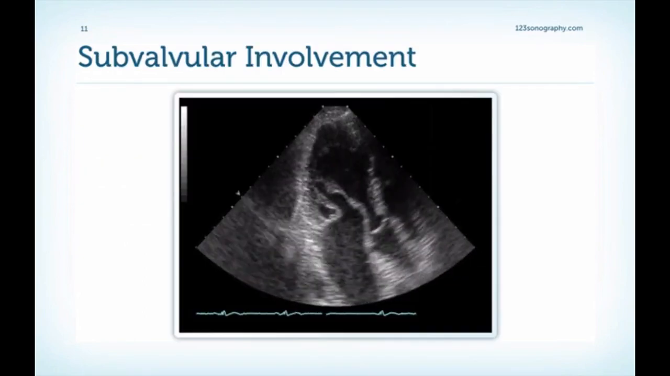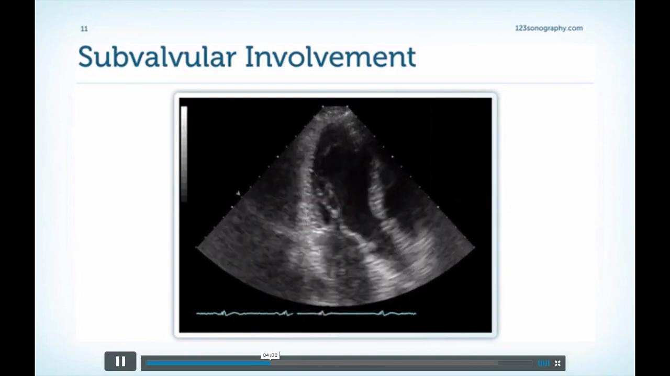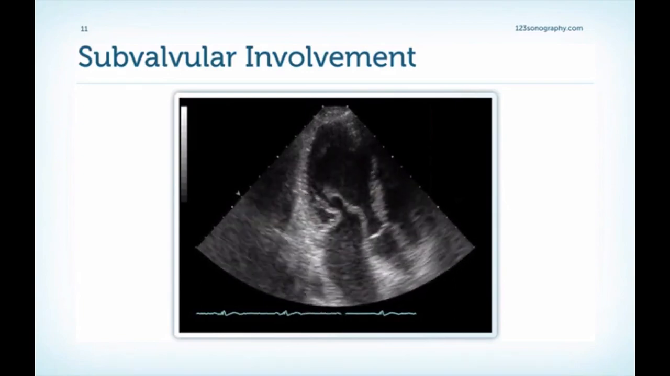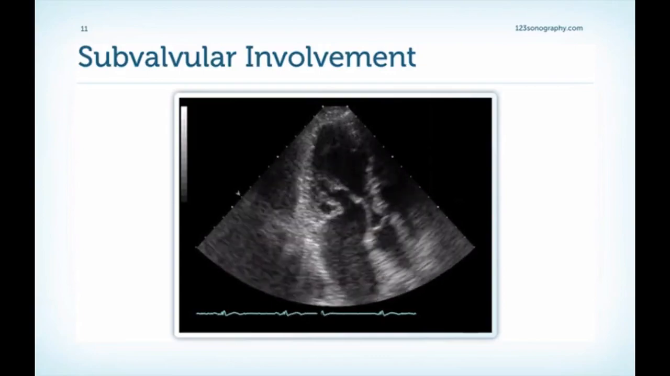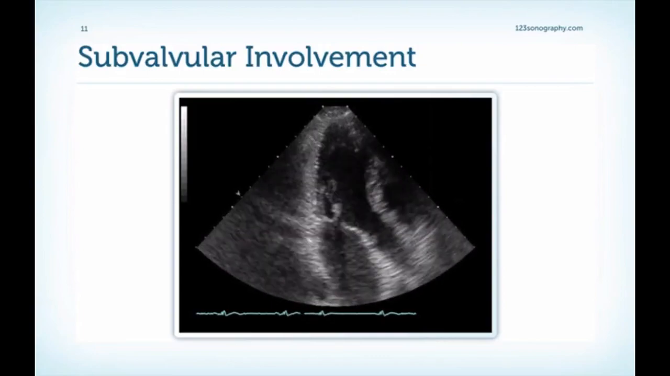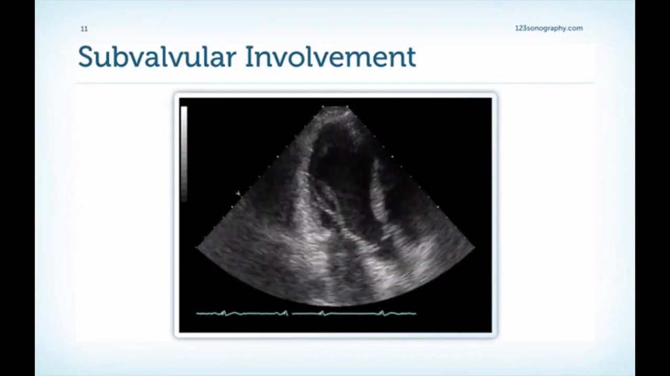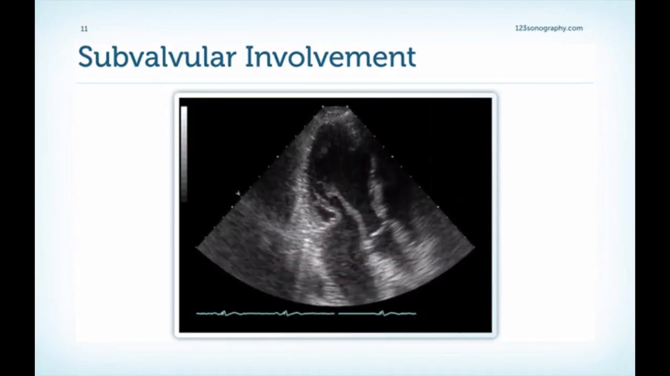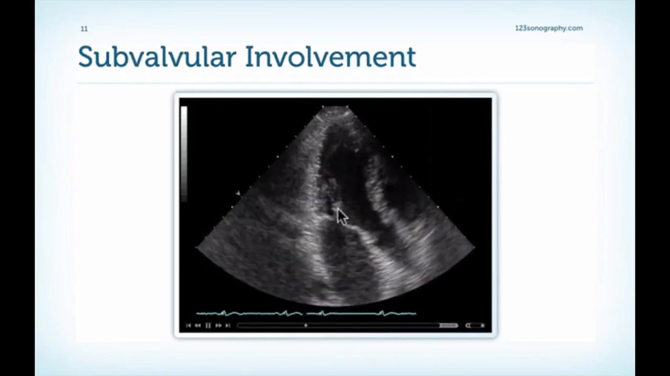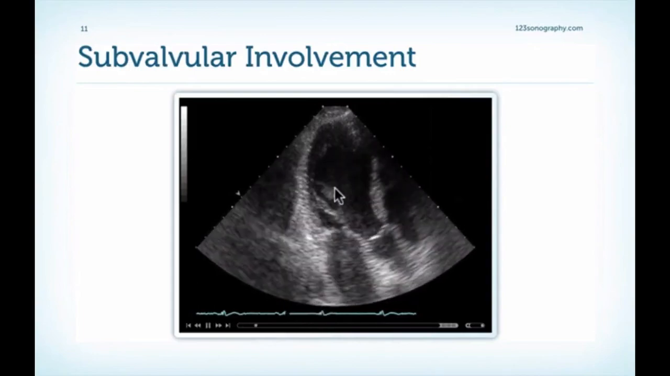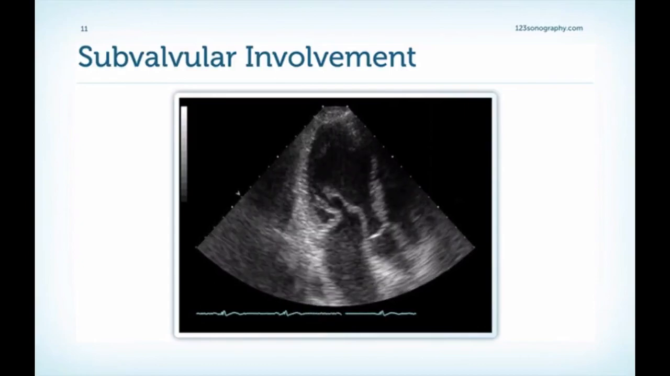I now want to show you some examples of the different morphologic criteria which are in the Wilkins score. First, let's take a look at the subvalvular apparatus. To mention up front, the subvalvular apparatus is best visualized in a 3-chamber view or also in a parasternal long axis view. What we have here is a severely affected subvalvular apparatus with chordal shortening, chordal thickening, and also fusion. I would probably give a 3 to the subvalvular apparatus.